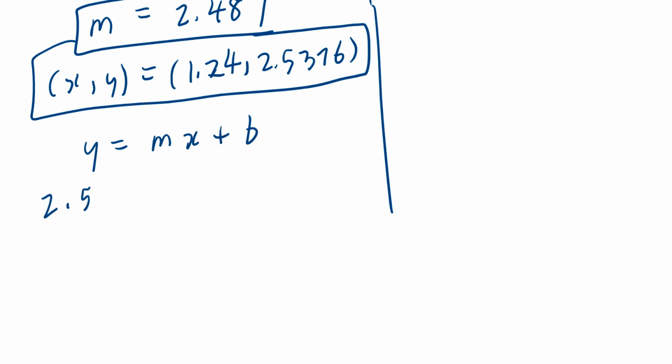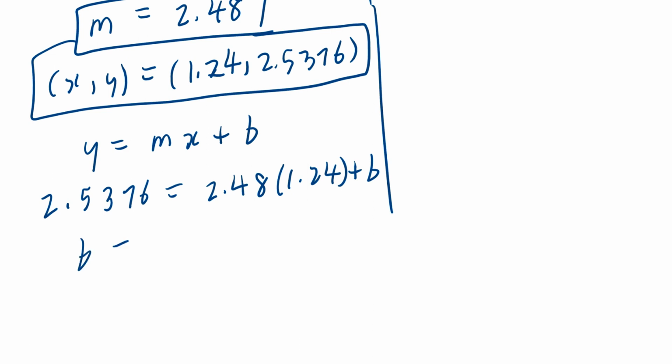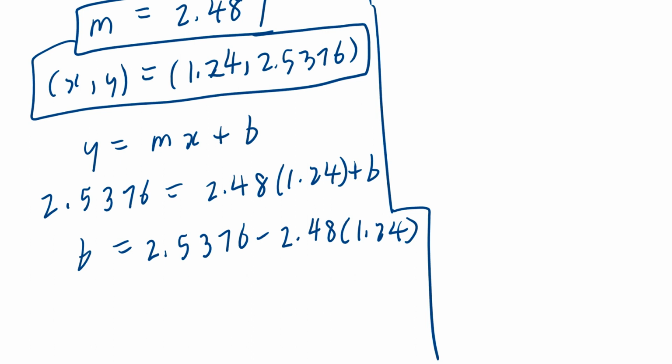y is going to be 2.5376, which equals 2.48 times 1.24 plus b. How do we solve for b? You got this. You take 2.5376 and subtract 2.48 times 1.24. And of course, you can do all this in one step with your calculator.